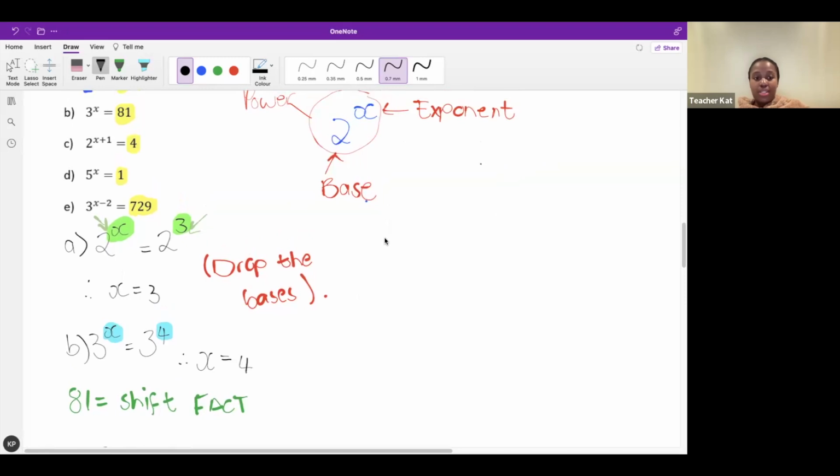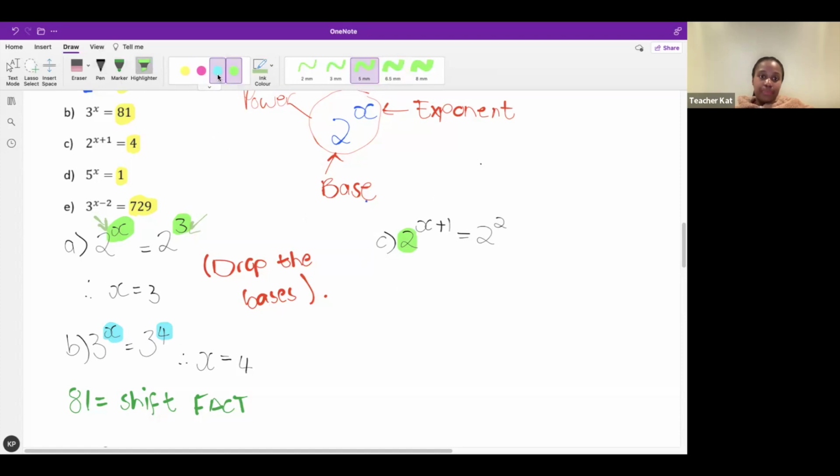Let's move on to C. Now, C has a little bit of complicated stuff happening there, but it's not that bad. 2 to the power of x plus 1 is equal to 4. How do I rewrite 4 with a base of 2? You guys could have been asking, how do I know I want a base of 2? It's over there. If you have a base of 2 on the left-hand side, you want a base of 2 on the right-hand side. Thank you, Lenomta. And now it is 2 squared, right?